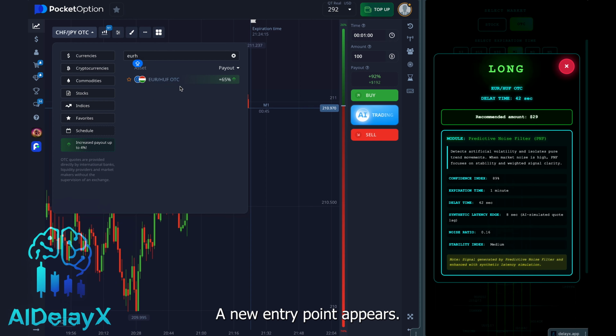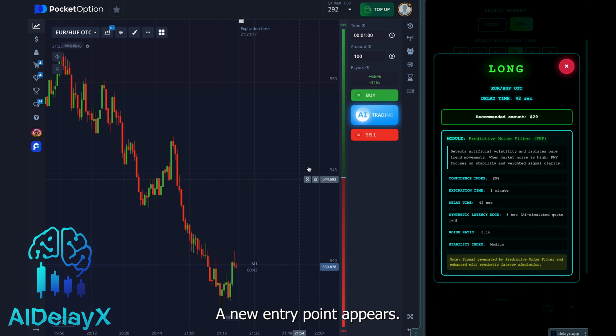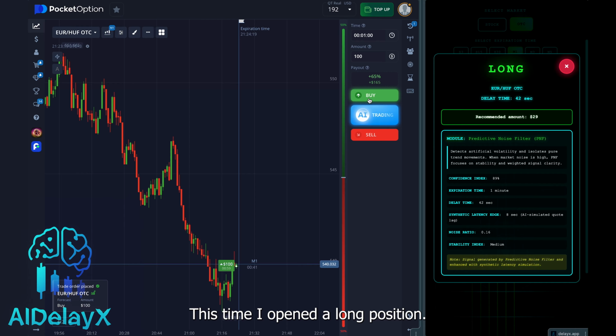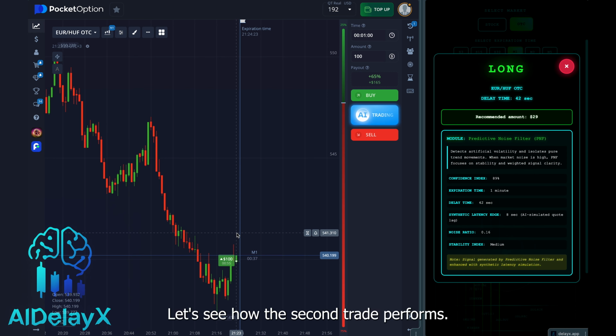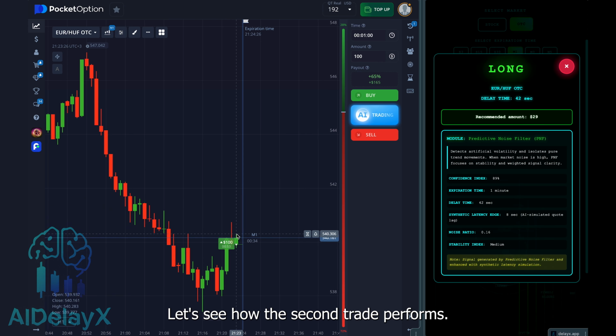There it is. A new entry point appears. This time, I open a long position. Confidence index is 89%. Let's see how the second trade performs.